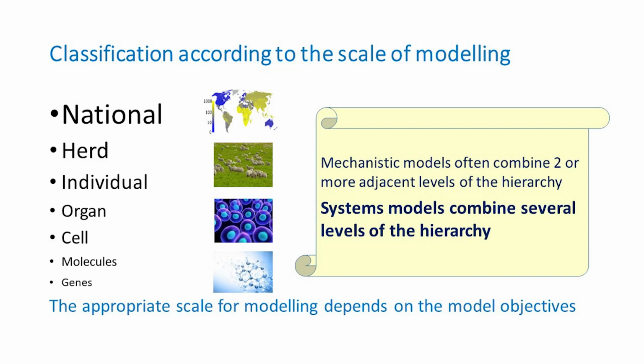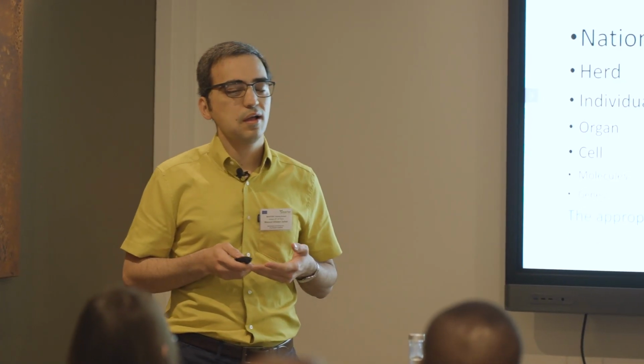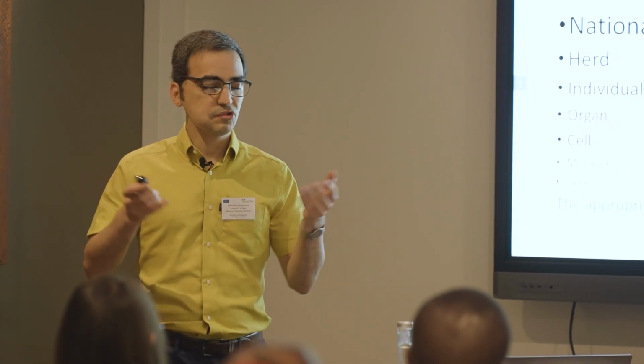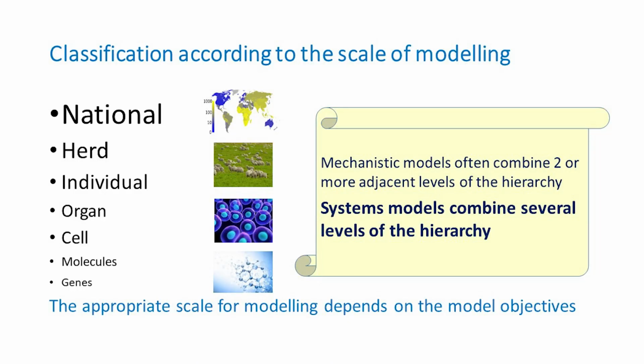Mathematical modeling can be divided into different groups based on the model you use. For example, if you are selecting the best animals in the country based on a trait, you're basically modeling at the national level. If you are looking at what affects the growth of rumen in dairy cows, then you are looking at an organ level. Or if you are looking at the gene expression based on a nutrient, then you are looking at the molecule and gene level.